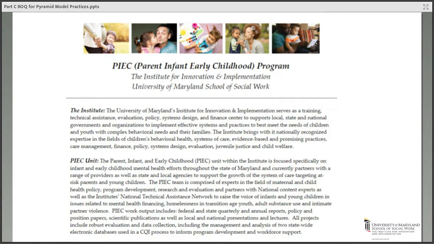So just to give you some background in case some of you don't know who we are, we work at the School of Social Work at the University of Maryland in Baltimore in the Institute for Innovation and Implementation. Within that group, we run the Parent, Infant, Early Childhood program, which implements and evaluates several programs and trainings throughout the state, all related to parents, infants, and early childhood. Probably the most relevant to you is our National Pyramid Model SEFEL work throughout the state, which includes a lot of training initiatives within Part C and within the Birth to 5 program.